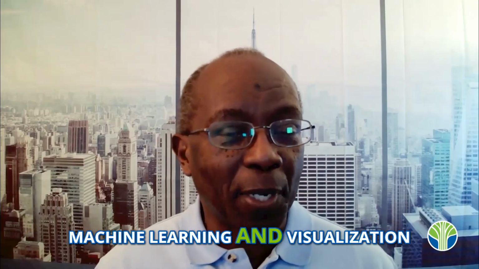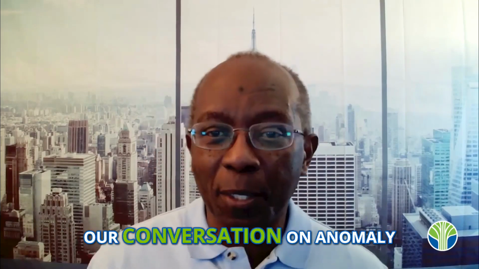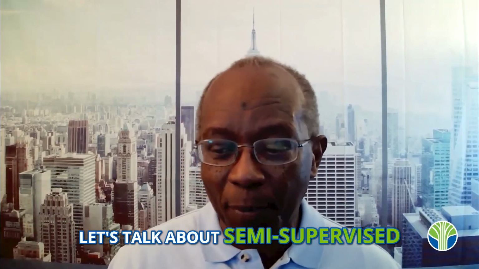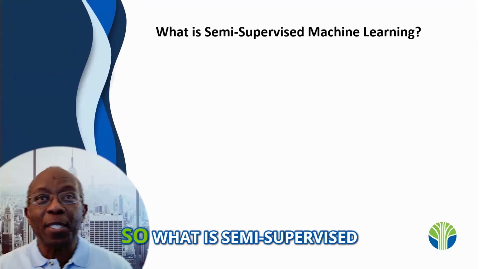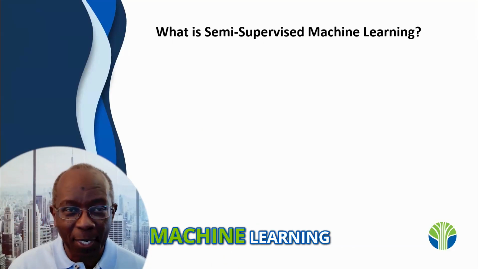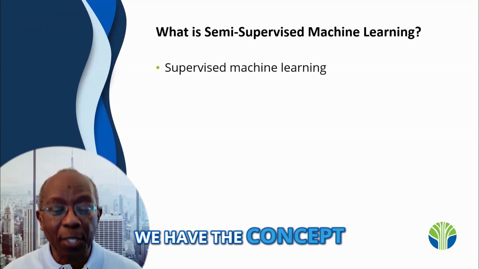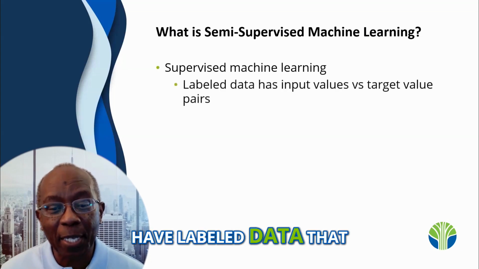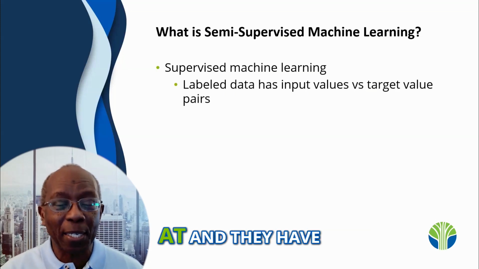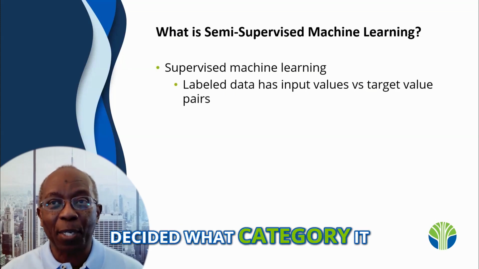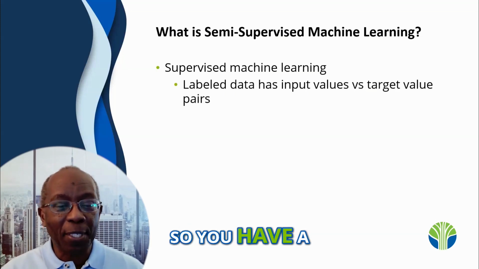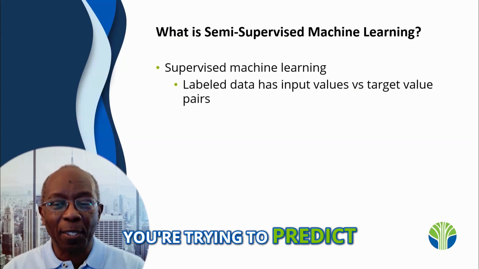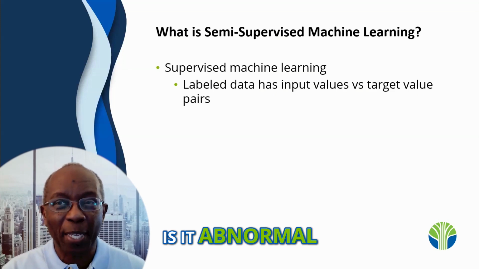I want to continue our conversation on anomaly detection, and this time let's talk about semi-supervised anomaly detection. So what is semi-supervised machine learning? As you might know, we have the concept of supervised machine learning. This is where you have labeled data that human beings have looked at, and they have decided what category it falls into. So you have a target value, the thing that you're trying to predict. In our discussion, you're trying to predict, is this data normal? Is it abnormal? So that is your target.